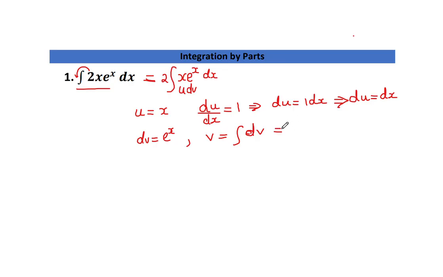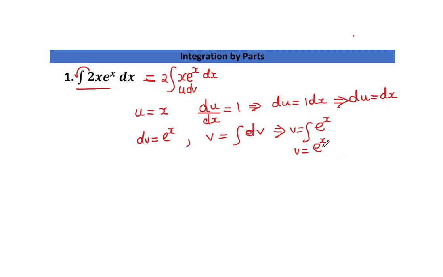So what I would have here is v equal the integral of e to the x with respect to x, and this would basically work out to v being equal to e to the x, because the integral of e to the x is e to the x divided by the coefficient of the x in the power, which is 1. Any term divided by 1 is going to leave that term unchanged.